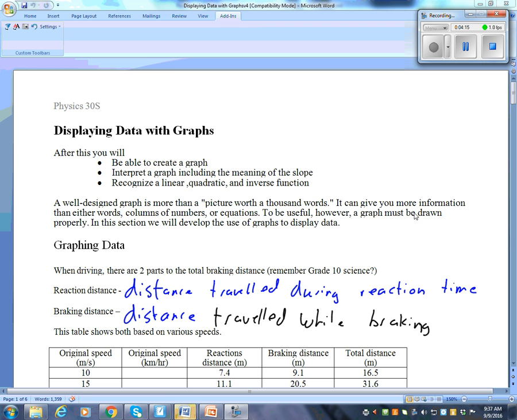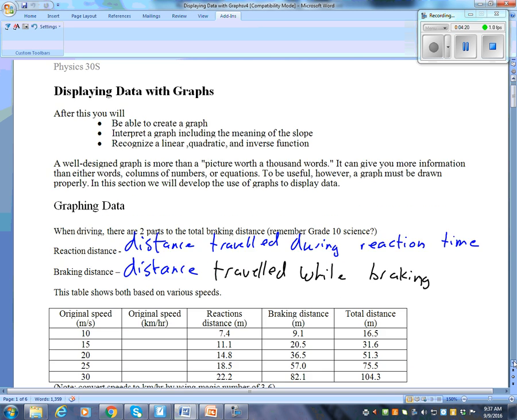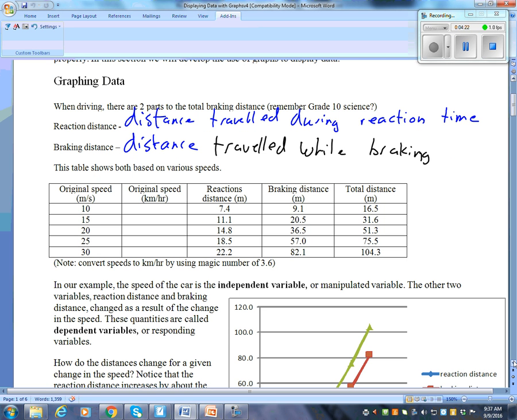This table shows both based on various speeds. Now, all of this is dependent upon how good your brakes are. If you're driving my mother-in-law's car, your braking distance is going to be considerably more because that car desperately needs a brake job. I hope she's not listening to this video. She says it's safe. She's wrong. I don't think she's going to hear this.